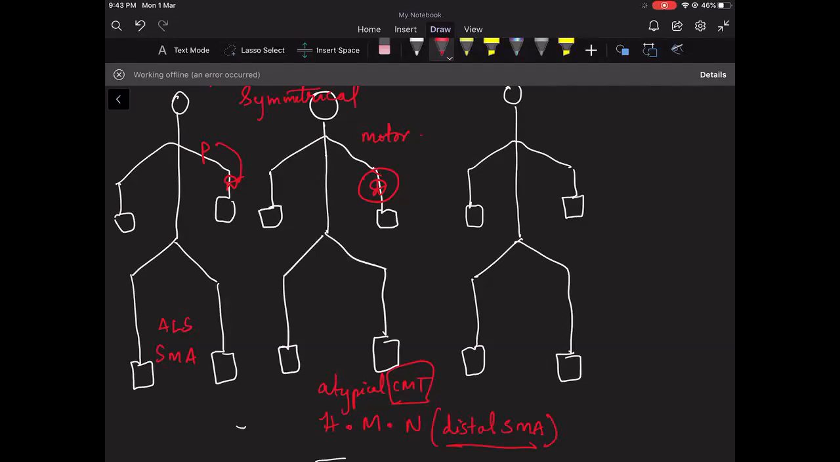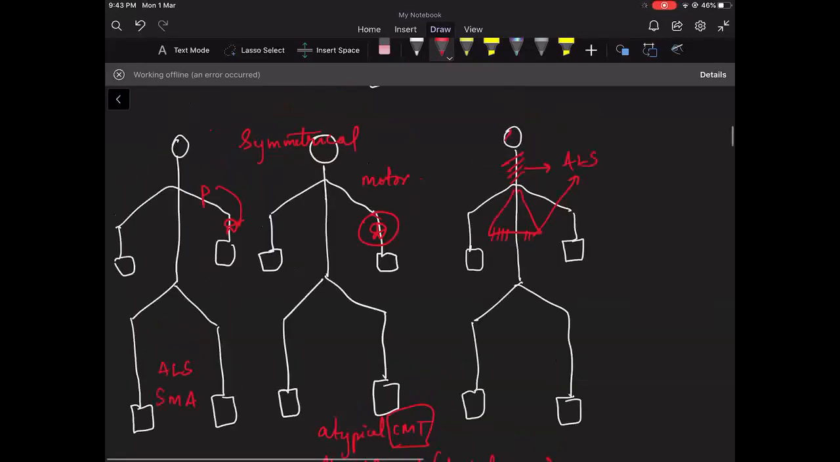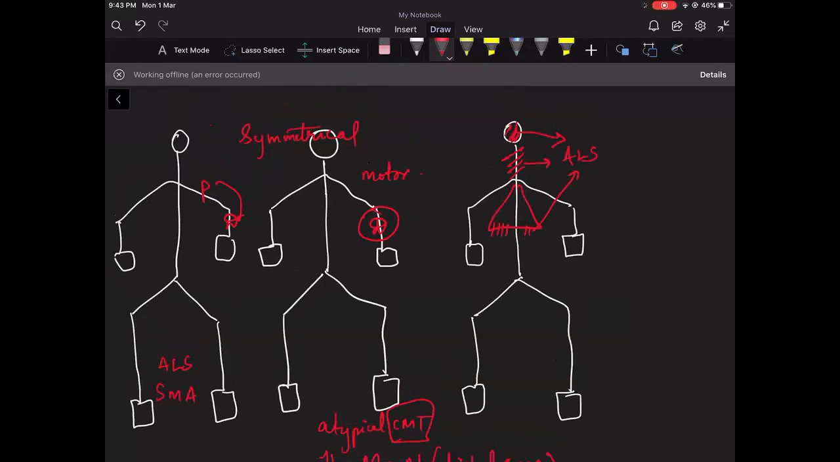Next is the bulbar variety. When the neck extensors are involved, it could be a sign of ALS. The involvement of respiratory muscles also suggests ALS. Even if the bulbar muscles are involved, it could suggest ALS. And if bulbar muscles are involved with no sensory involvement, you can suspect ALS. Along with that, you can suspect the bulbospinal variety of spinal muscle atrophy, or a bulbar presentation of GBS.